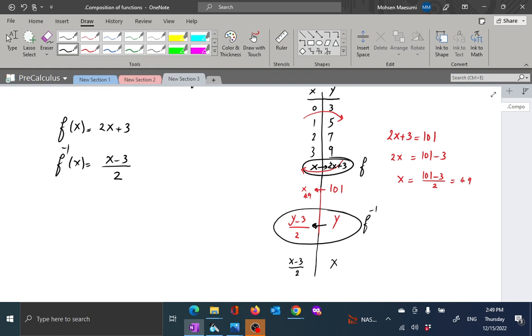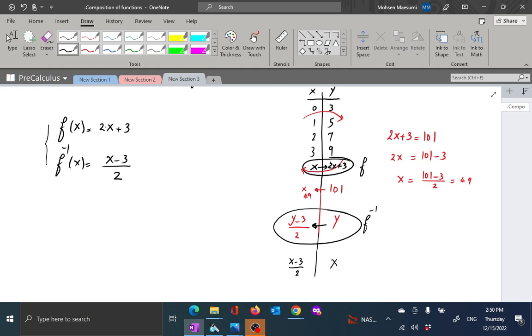Pause for a second and take a look at this thing. We double first and then add 3. On the way back, we subtract 3 first and divide by 2 at the end. So again, here multiplication happens first, addition next. Here subtraction first, division at the second stage. These are inverses of each other.